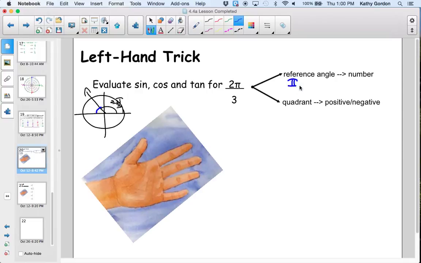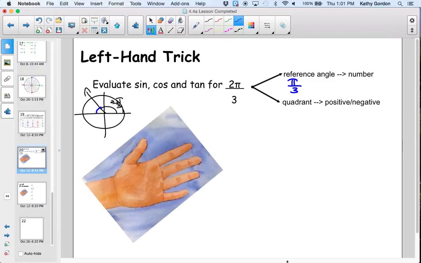So let's talk about pi over 3 for a second. Okay? Now, maybe you're all keen and you've memorized what pi over 3 is. Quite frankly, I haven't done that for 2 years now because I figured out this left-hand trick last year.